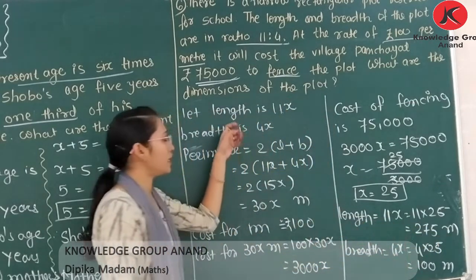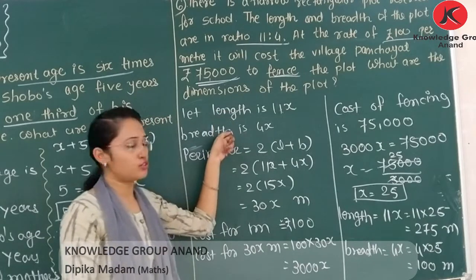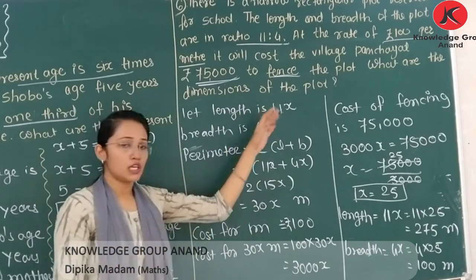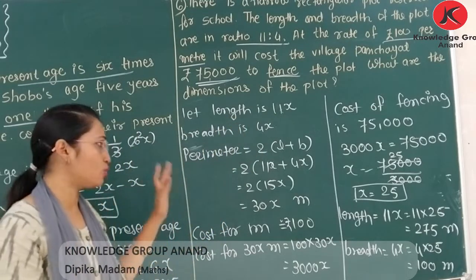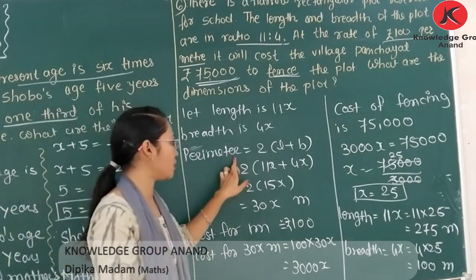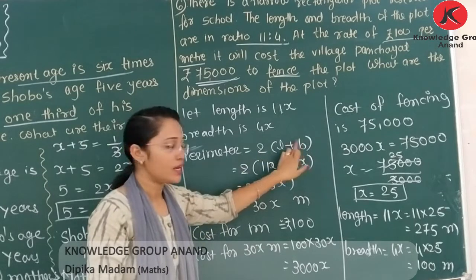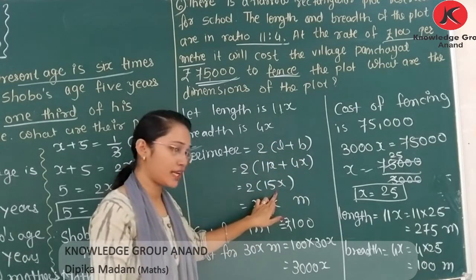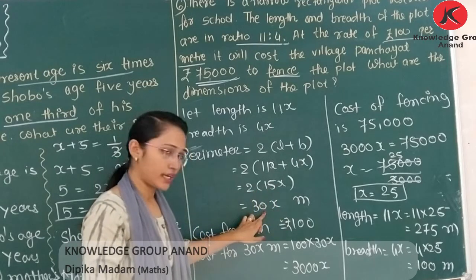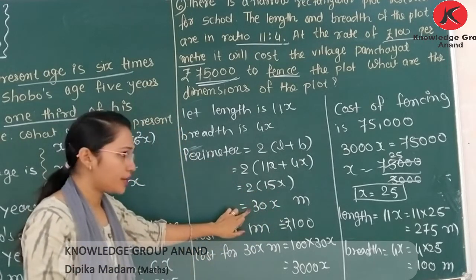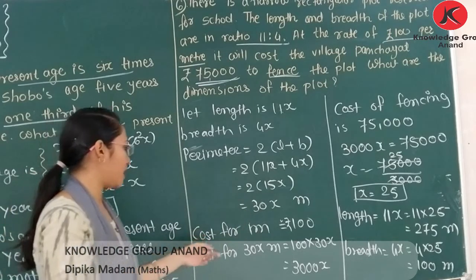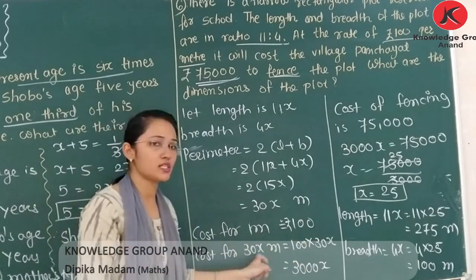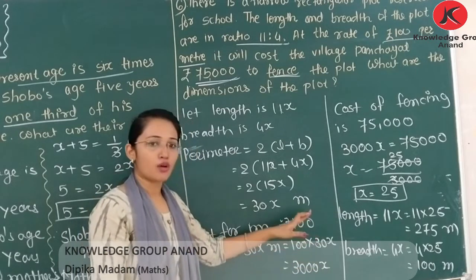So here in the question, the ratio of length and breadth is given. So you can write length is 11x, breadth is 4x. If the values of length and breadth are known, you can find the perimeter. So we find the perimeter 2 into (L plus B). L is 11x, B is 4x. 11 plus 4, 15x. 15 twos are 30x. So perimeter is 30x. Cost is given, so cost for 1 meter is 100 rupees. So cost for 30x meters is equal to 3000x rupees.